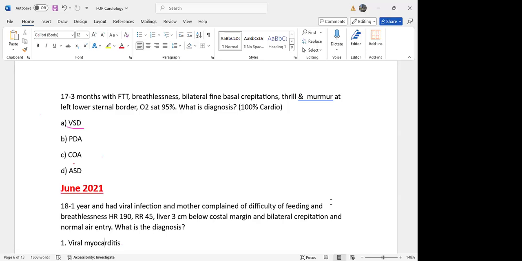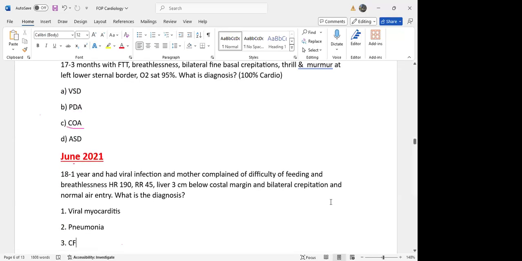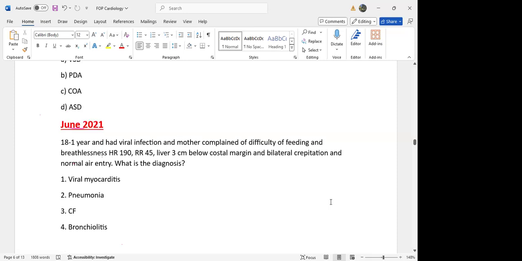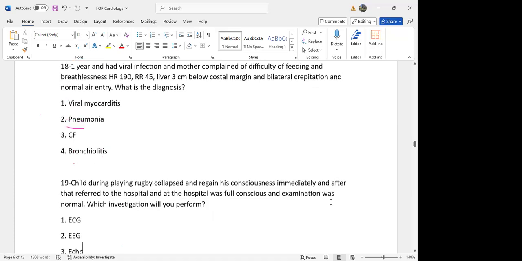This is a 1-year-old who had a viral infection, and the mother complained of difficulty feeding, breathlessness, and tachycardia. The liver is also 3 centimeters below the costal margin, with bilateral crepitations and normal air entry. So what is the diagnosis? If the liver is enlarged, that means most likely the heart is involved. Very good. So this is viral myocarditis.